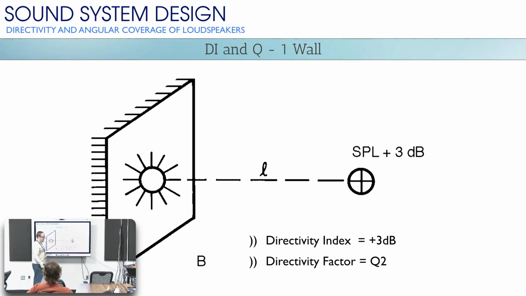So in that case, now you've got a directivity index of 3 dB because you got a 3 dB increase in sound pressure level because you doubled the amount of energy, and because of comb filtering, it's not a perfect 6. You actually get 3. And in this case, the directivity factor is 2, or a Q of 2, because we have a 2-to-1 ratio between what we had before we had the wall and what we have now with the wall, because we've doubled the energy on top of itself.